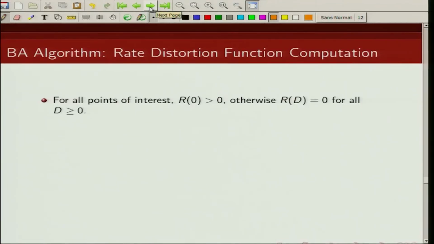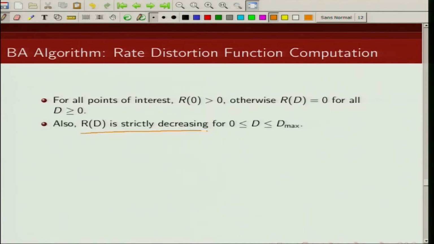So we know the rate distortion function looks like this. Typically you have something like this. This is rate, this is distortion, so this is the maximum distortion d max. R of 0 is typically greater than or equal to 0, and otherwise R of d is 0 for d greater than d max. It is typically a strictly decreasing function, as we saw. Basically R of d typically is like this or something like that.